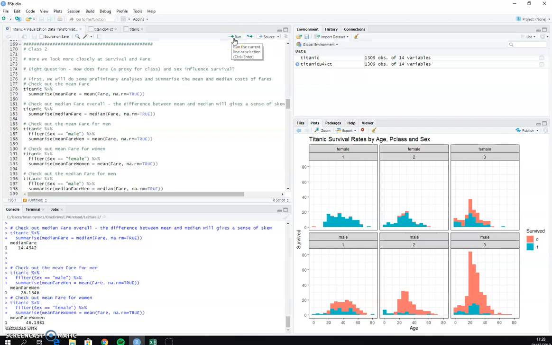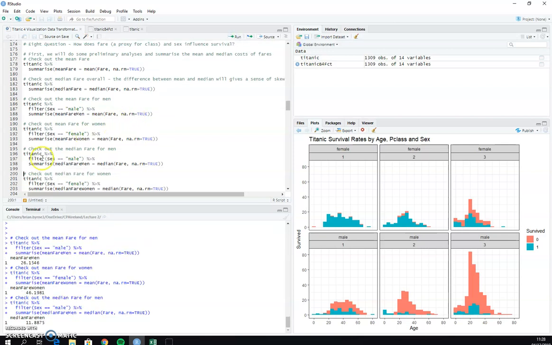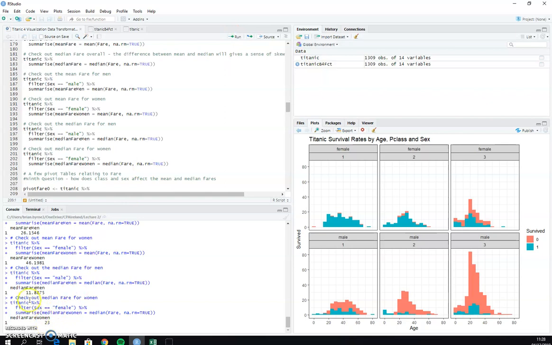So it may not just be class. Titanic, we filter by sex, male, summarized to median. So the median fare for men was £11.88, and then for women, the median fare was 23. Again, another substantial difference between the men and the women in terms of the typical fare that's being paid.